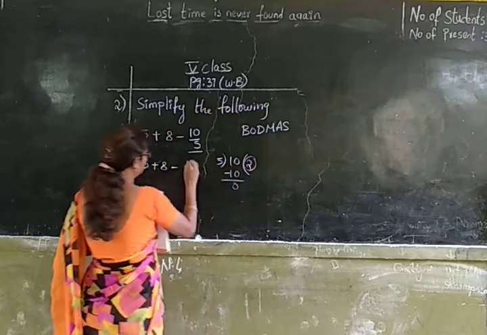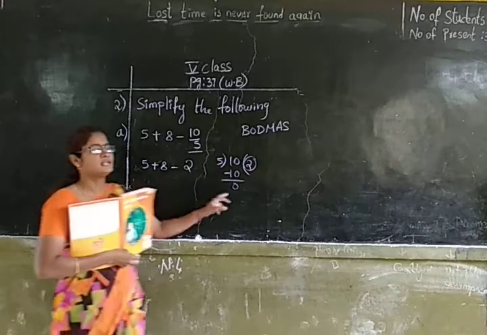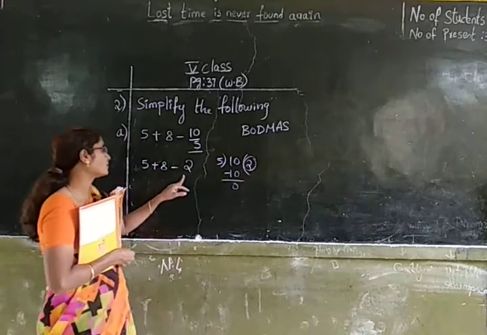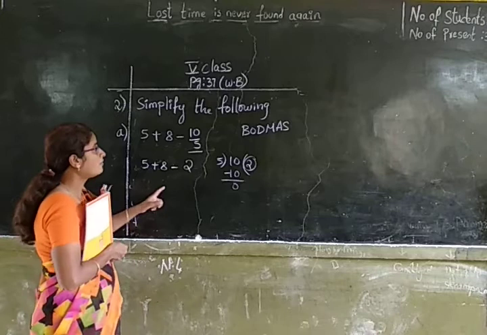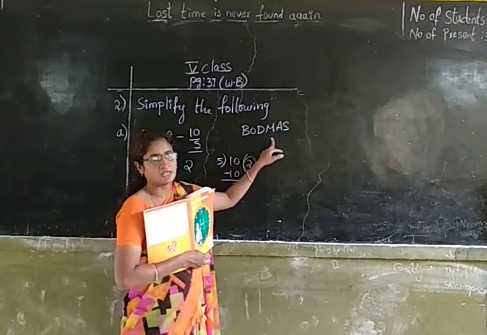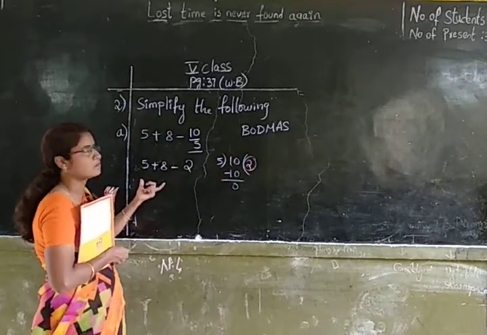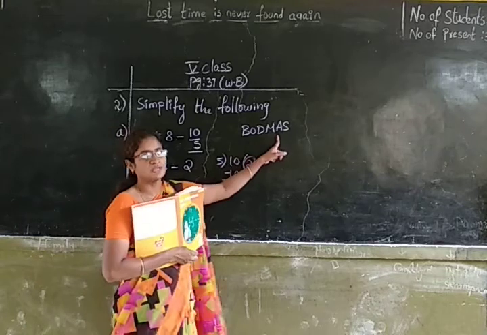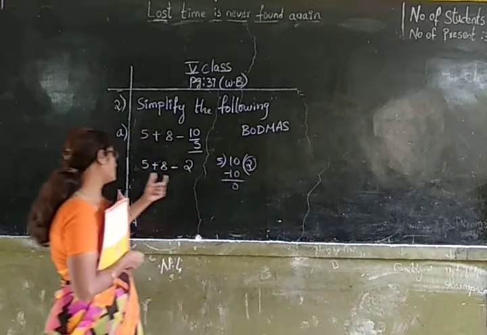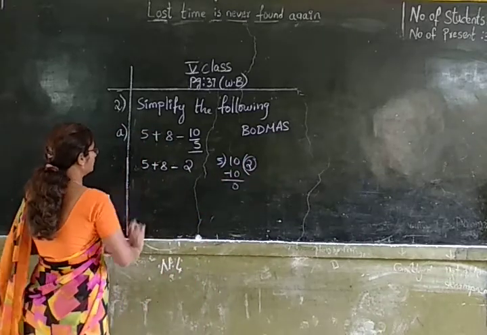So you have to put the quotient here. After division you have to do multiplication. But multiplication is not given. Next you have to do addition. So addition is there. So let us add these two numbers.